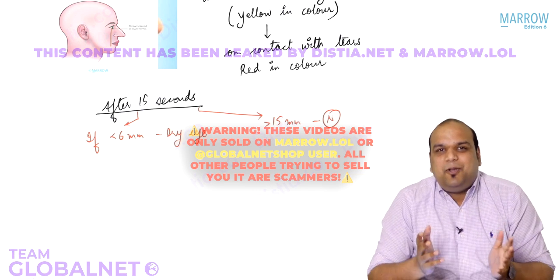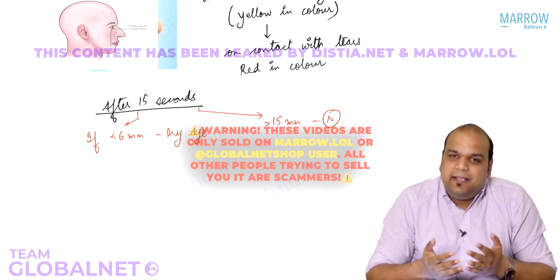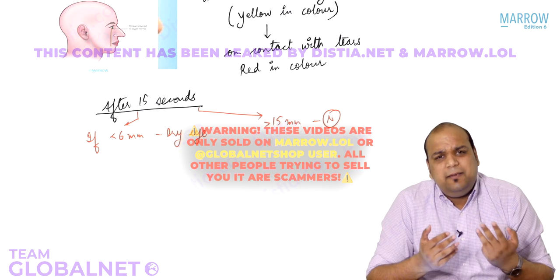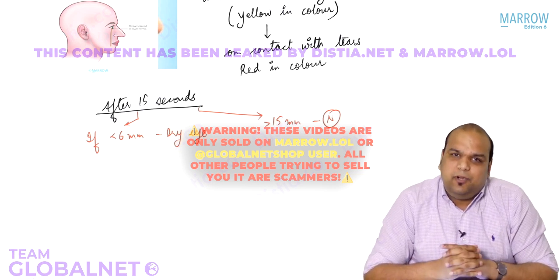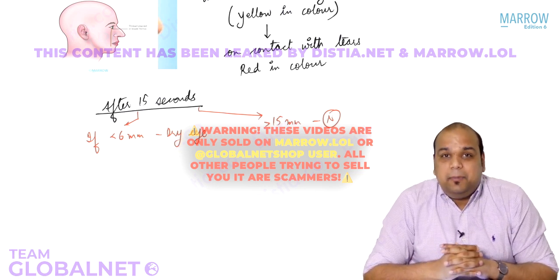That's all about the simple topic lacrimal apparatus. Please understand again, first of all, the anatomy, then the watering of the eye, and then basically tear film and the tests for dry eye. Right, guys? That's it about lacrimal apparatus.